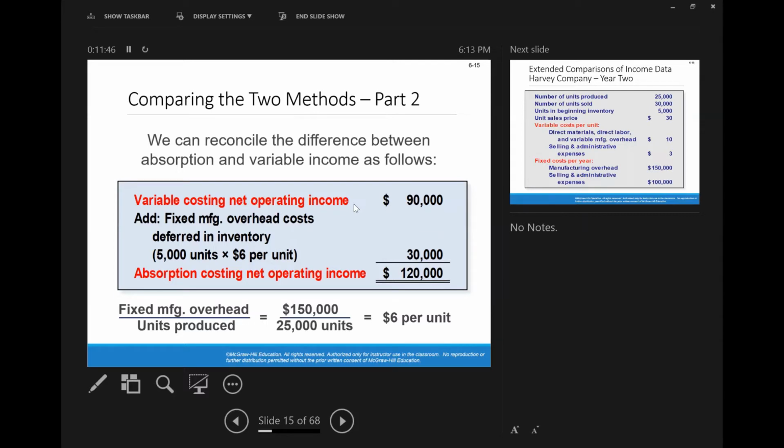We had the 150,000 in fixed. We divided it by the number that was produced, which in this example is 25,000 for the year. So we end with $6 per unit.